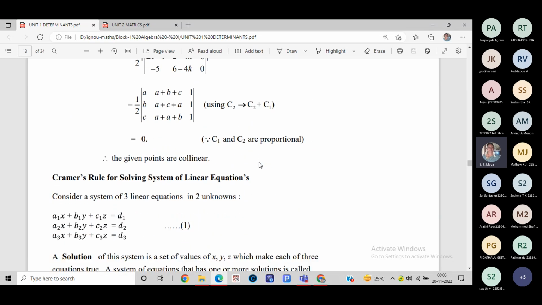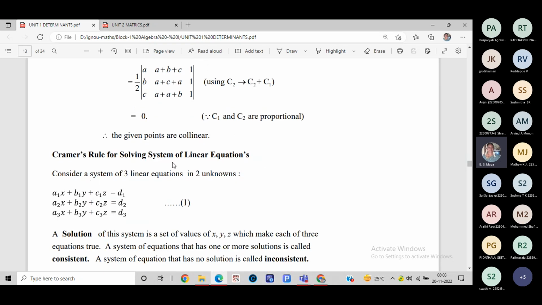So we have 5 plus 5, 10 marks, maybe you will get the question, where you have to apply Cramer's rule for solving a system of linear equations. A linear equation is nothing but an equation in which we have unknown values. The unknown values can be 1, 2, 3. So we have to find the unknown values x, y, z.